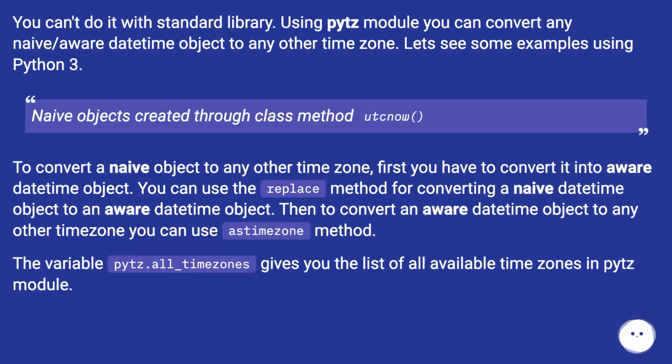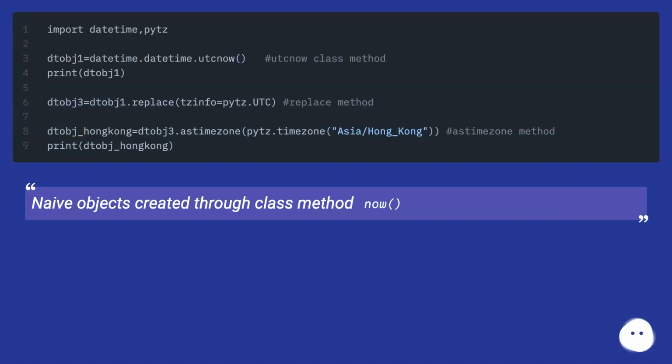Let's see some examples using Python 3. Naive objects created through the class method utcnow. To convert a naive object to any other time zone, first you have to convert it into an aware datetime object. You can use the replace method for converting a naive datetime object to an aware datetime object. Then to convert an aware datetime object to any other time zone, you can use the astimezone method. The variable pytz.all_timezones gives you the list of all available time zones in the pytz module.